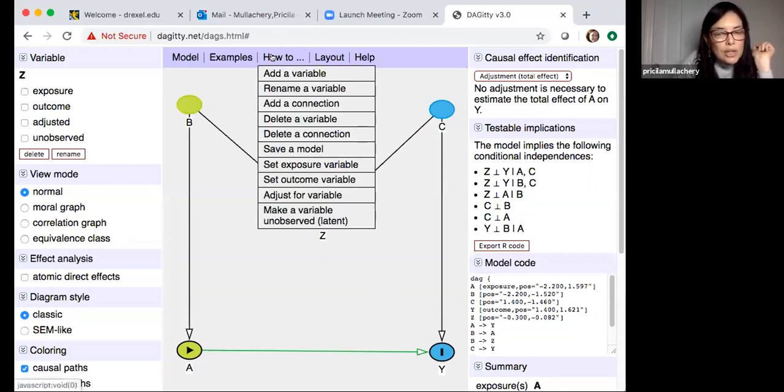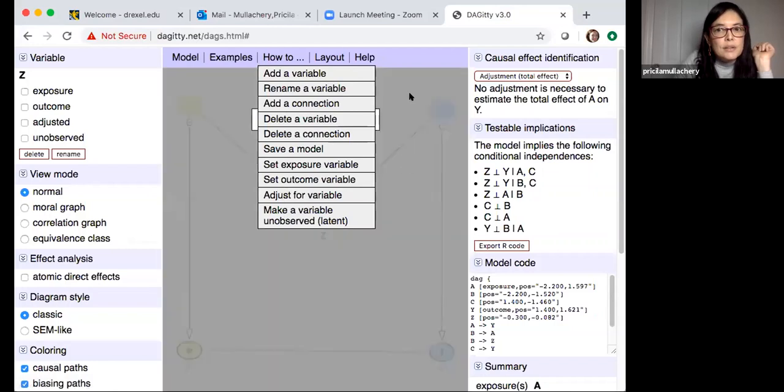Again, you can always check here. There are all of these options, like how to add a connection, right? So I'm going to show one example where we had a connection. It looks like it got stuck now.